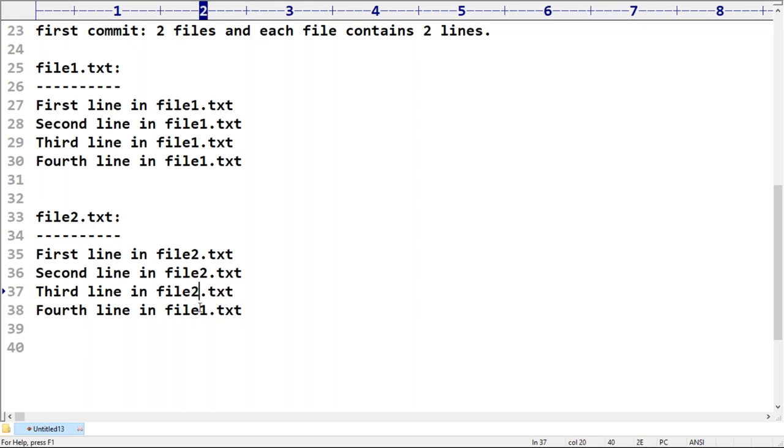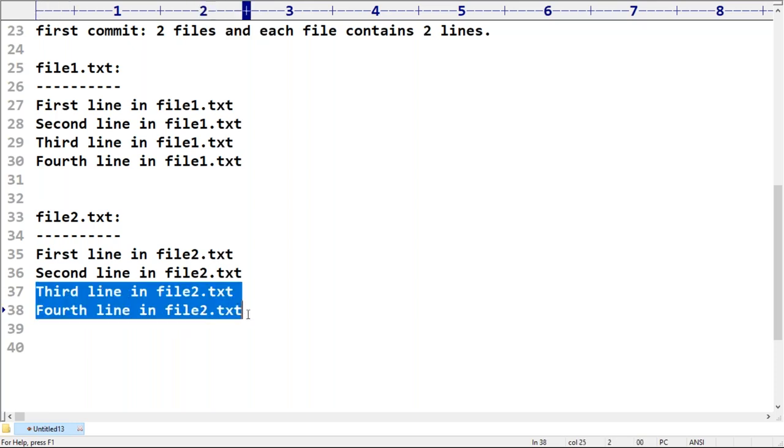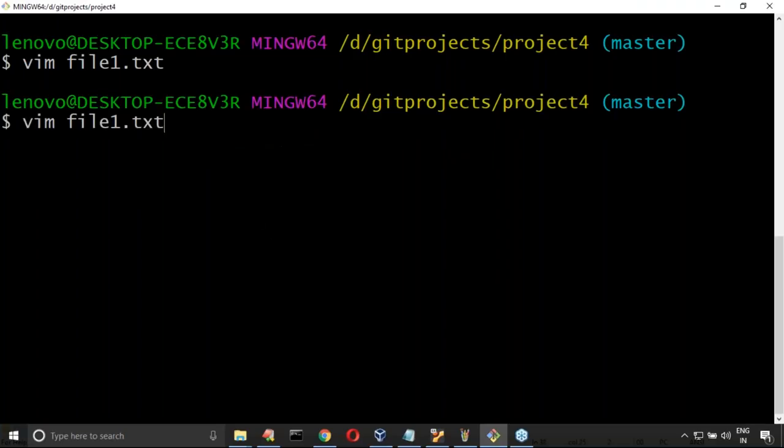Are you feeling bored? Yes, friend. Okay, don't feel bored. If this environment is ready, then only you can check. Otherwise I can't demonstrate how the git diff command is working.